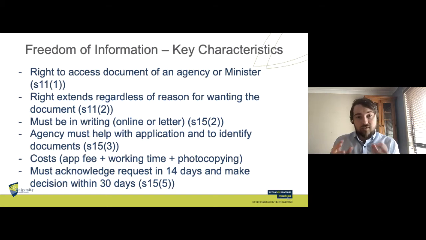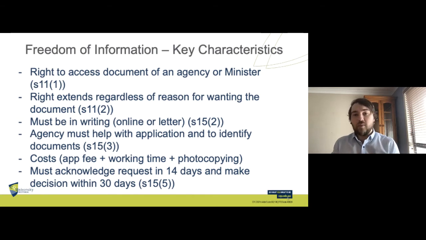In terms of form, the request must be in writing, although that can be electronic online. So for example, in an email, or it can be in a hard copy in a letter. What's also really important is that the agency itself has to help with the application. So the application itself, if it isn't quite worded in the correct manner or if it isn't quite expressed in the right terms, the agency can't just say, well, you didn't meet the requirements, see you later. They actually have to actively help the applicant make a proper application.